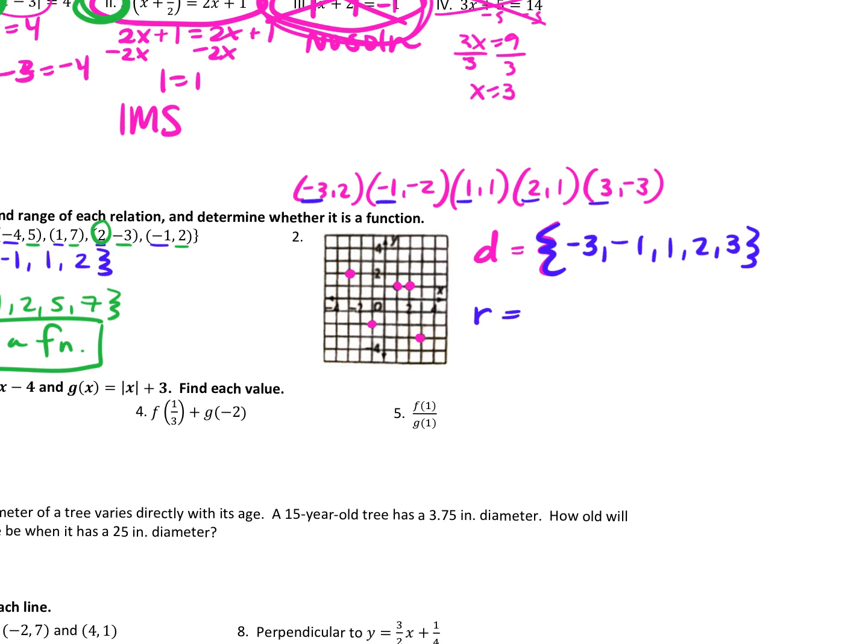Your range is going to be the y values. So you have a 2, a negative 2, a 1, and a negative 3. So it's going to be negative 3, negative 2, 1, and 2 will be your range. And this one is a function because it passes the vertical line test. You don't hit any two vertically. So this is a function.